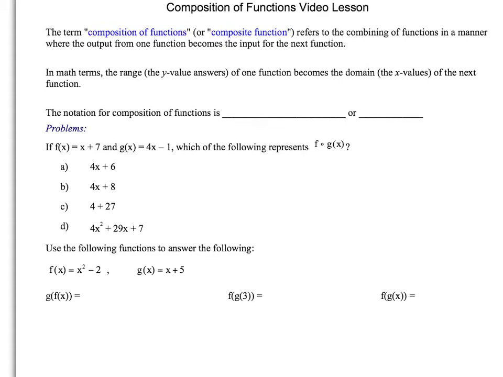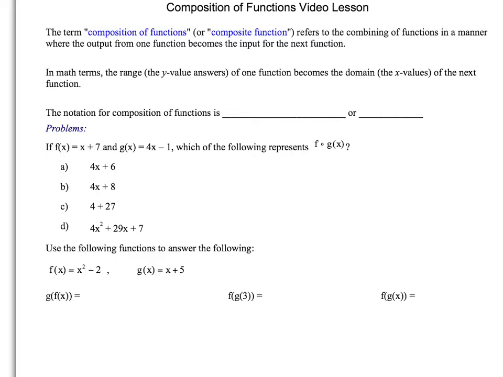Today we are going to do composition of functions. Now composition of functions is just an operation. Just like adding, subtracting, multiplying, and dividing are operations, composition is another operation. However, it's brand new to you, so it's going to take some getting used to.